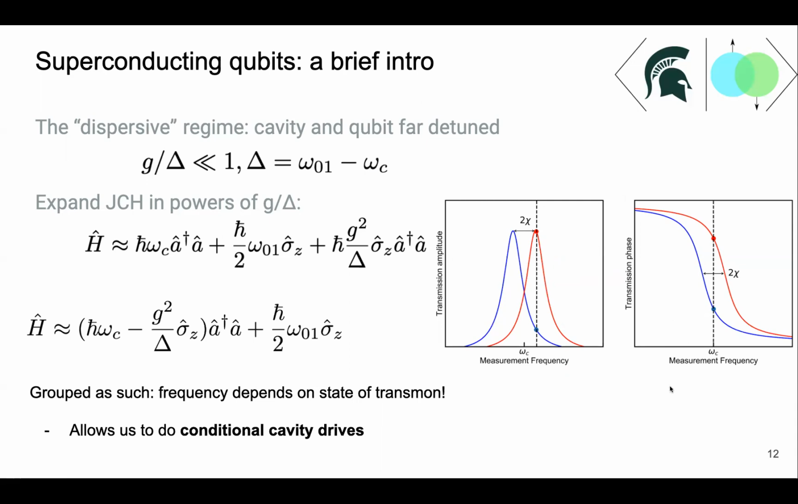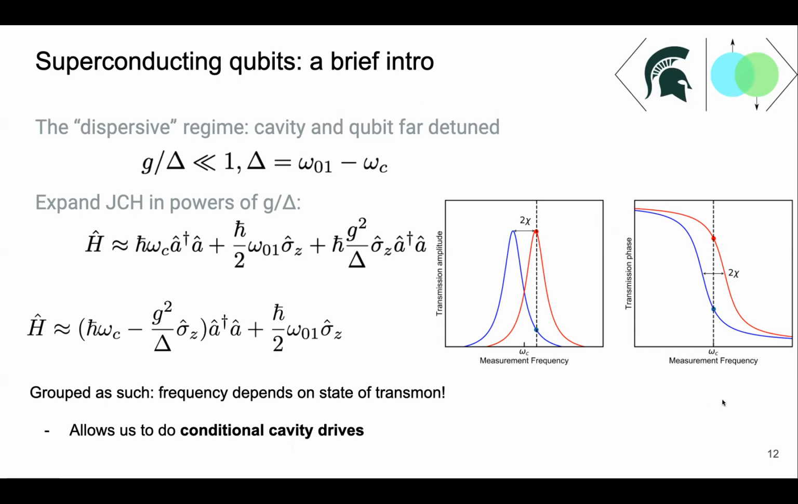Okay, so the way we actually measure the state of the qubit is by measuring what resonant frequency the cavity lives at. In this picture, if it's at the red dot, the qubit might live in the ground state. If it's at the blue dot, the qubit might live in the excited state. And this allows us to do conditional drives on the cavity, meaning this would be in some sort of logic loop. If the qubit's in ground state, do this drive. If the qubit's in its excited state, do something else.